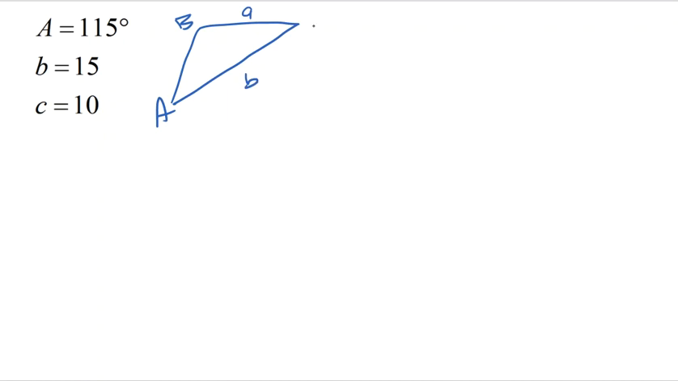No, just listen to me. Draw a picture. It's worth 1,000 words. We know the angle A is 115 degrees. We know little b is 15. And we know little c is 10. So this is side, angle, side. Look, let me highlight. Side, angle, side.